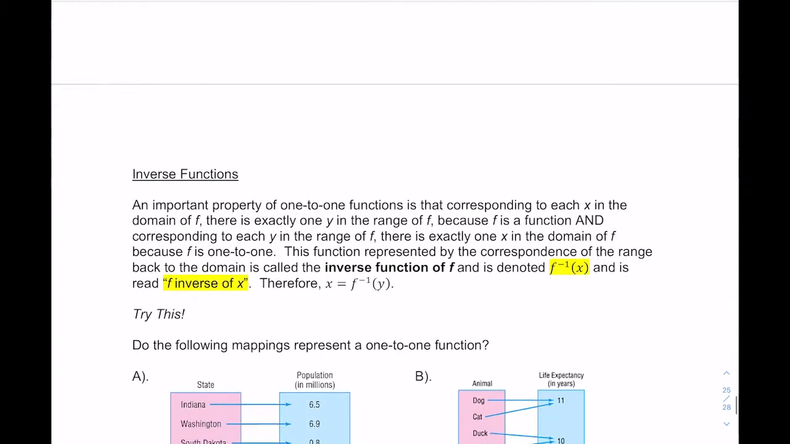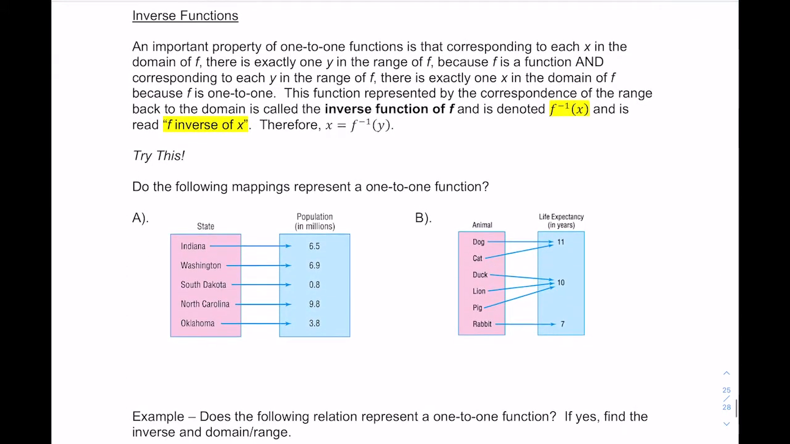Okay, so let's look at inverse functions here. An important property of one-to-one functions is that corresponding to each x in the domain of f, there's exactly one y in the range of f. Okay, so the y's are not being shared, in other words. One x goes to one y, okay?